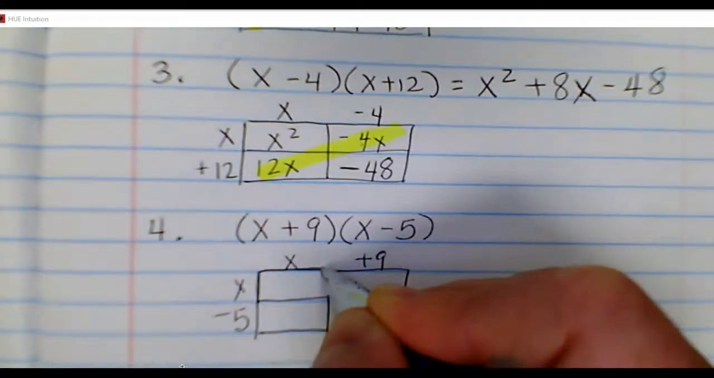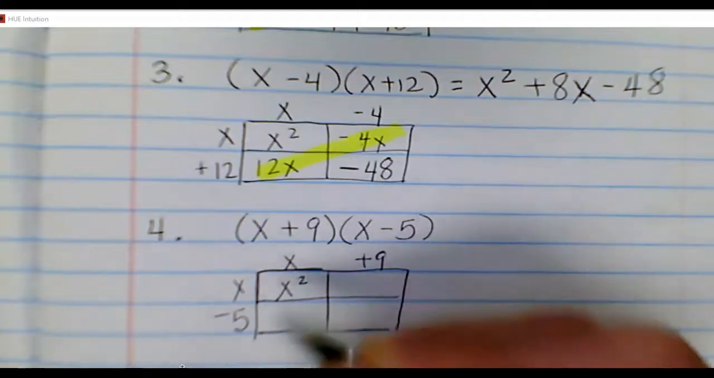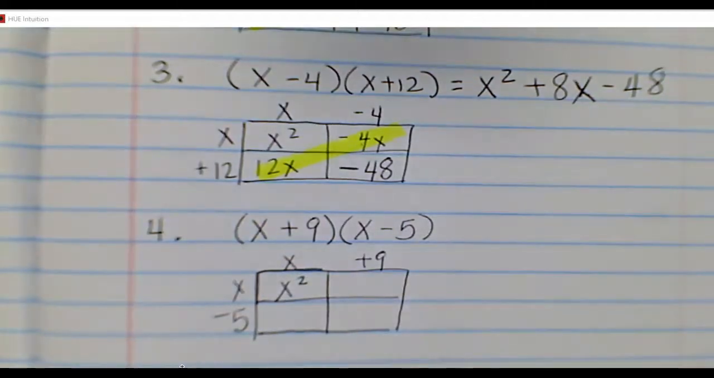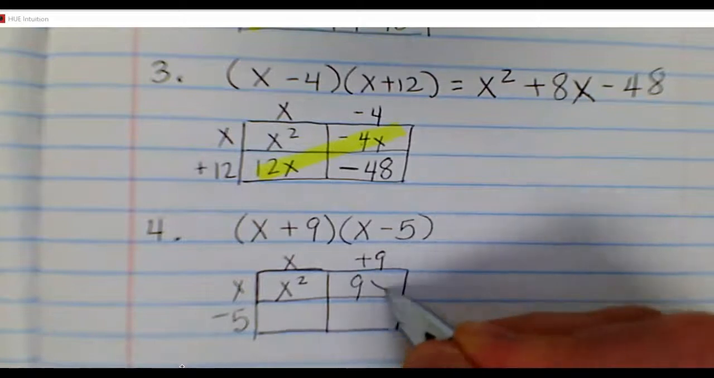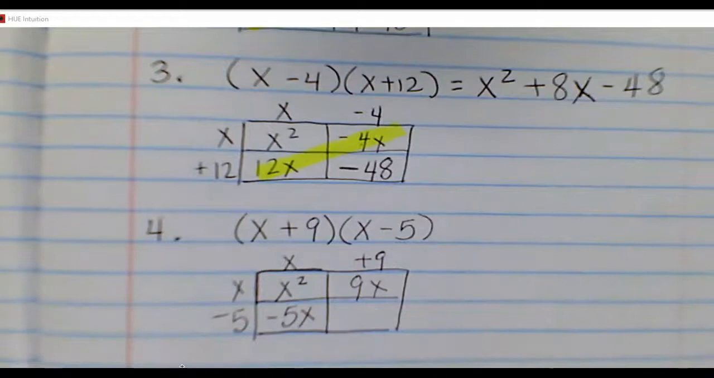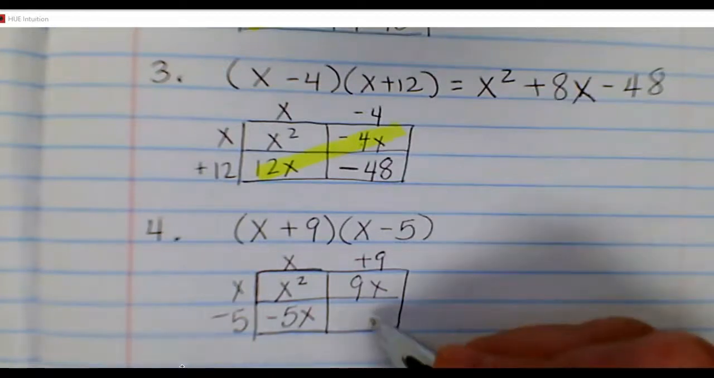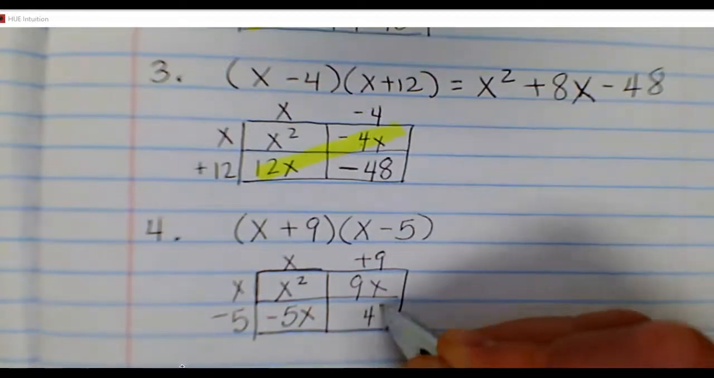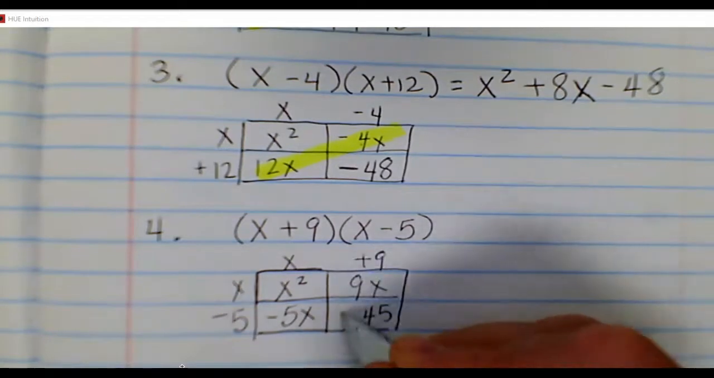X times x is x squared. X times 9 and 5 times x. That would be negative 5 times x. 5 times 9 is 45. Positive times a negative is negative.